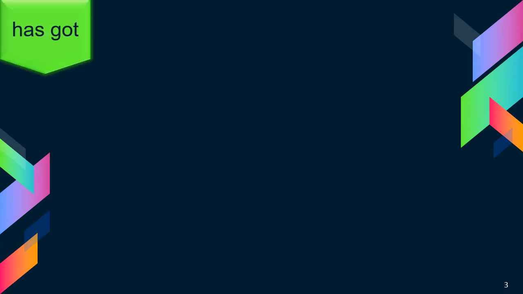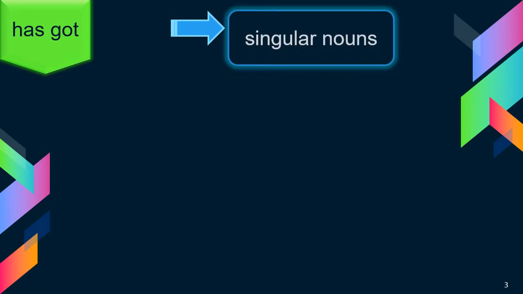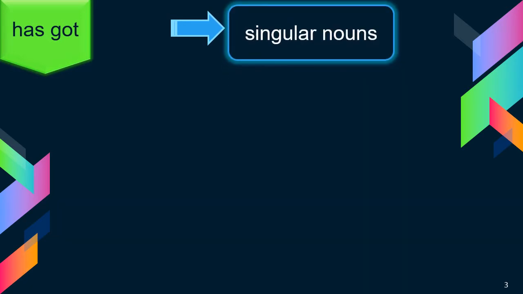Has got is used with singular nouns. Examples of singular nouns are he, she, it, or it can be the name of a person, for example like Sam, or it can be just like the dog, the man, the lady. Now let's look at some common singular nouns.